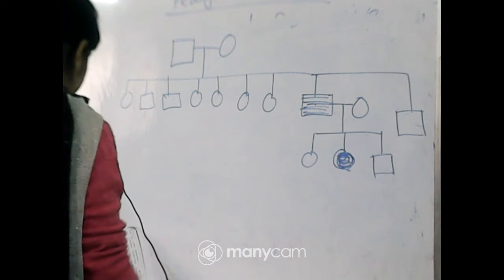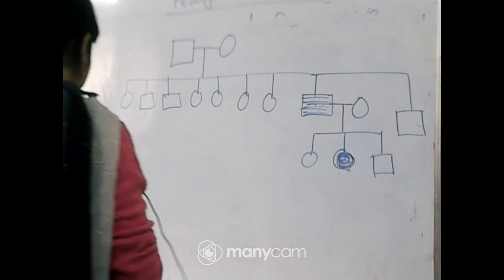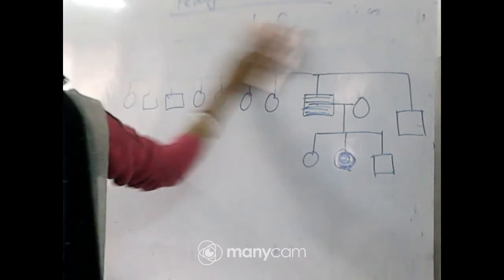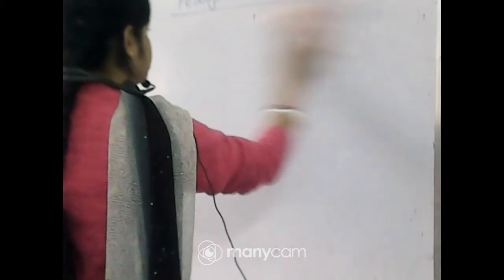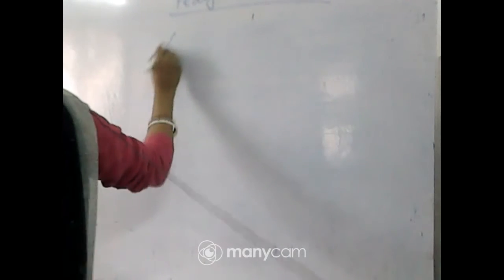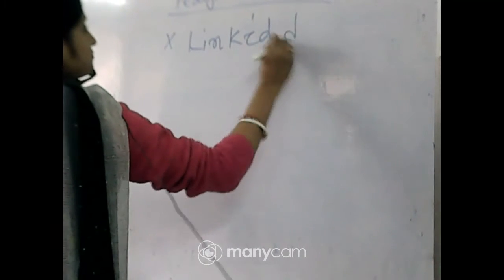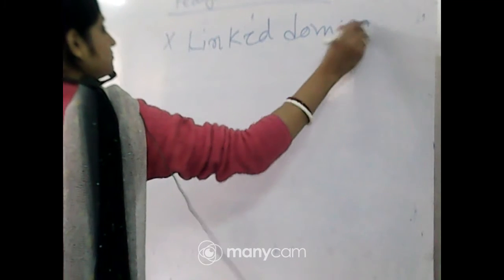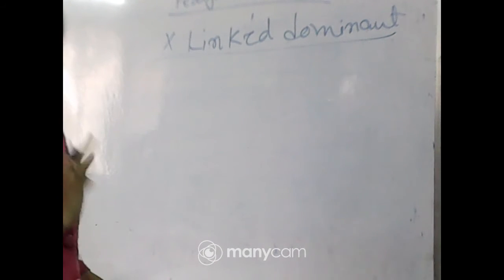Next one, X-linked dominant. Previous day we learned about the X-linked recessive, today we learn about the X-linked dominant. This one is dominant, so no generation skipping occurs.